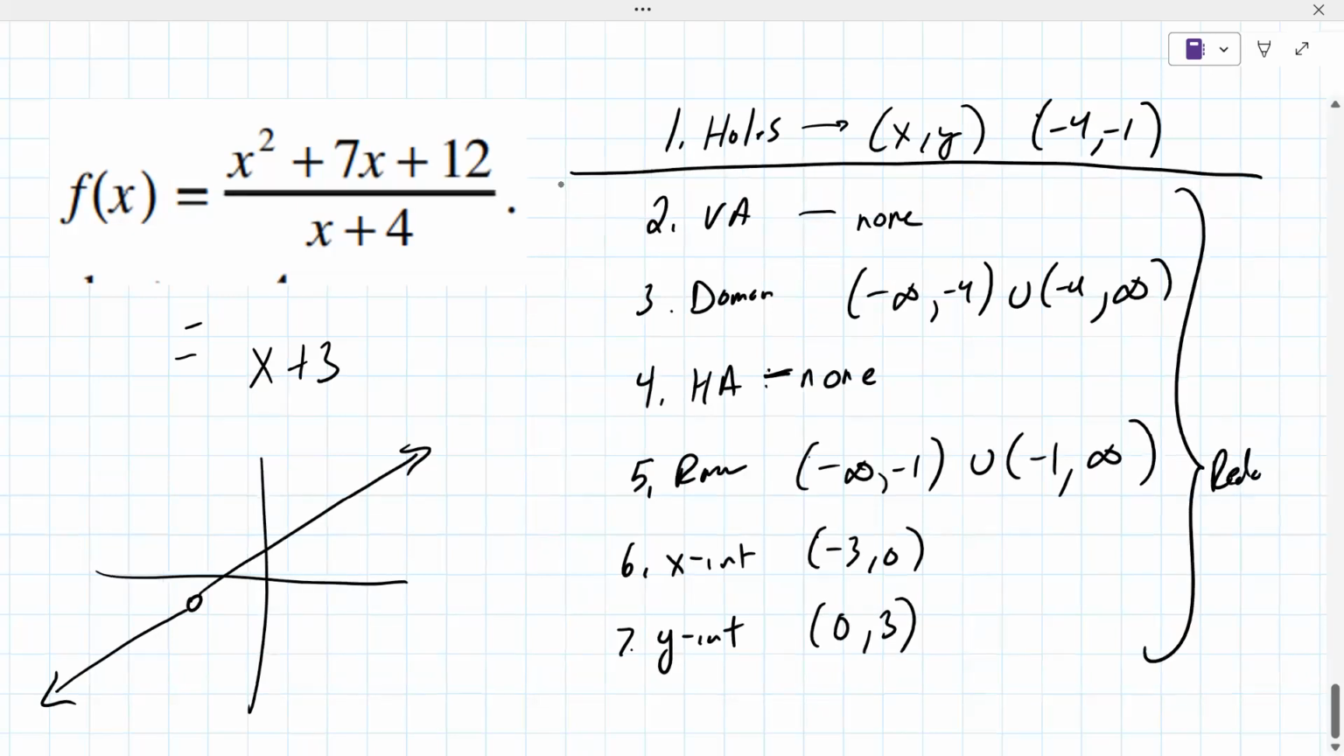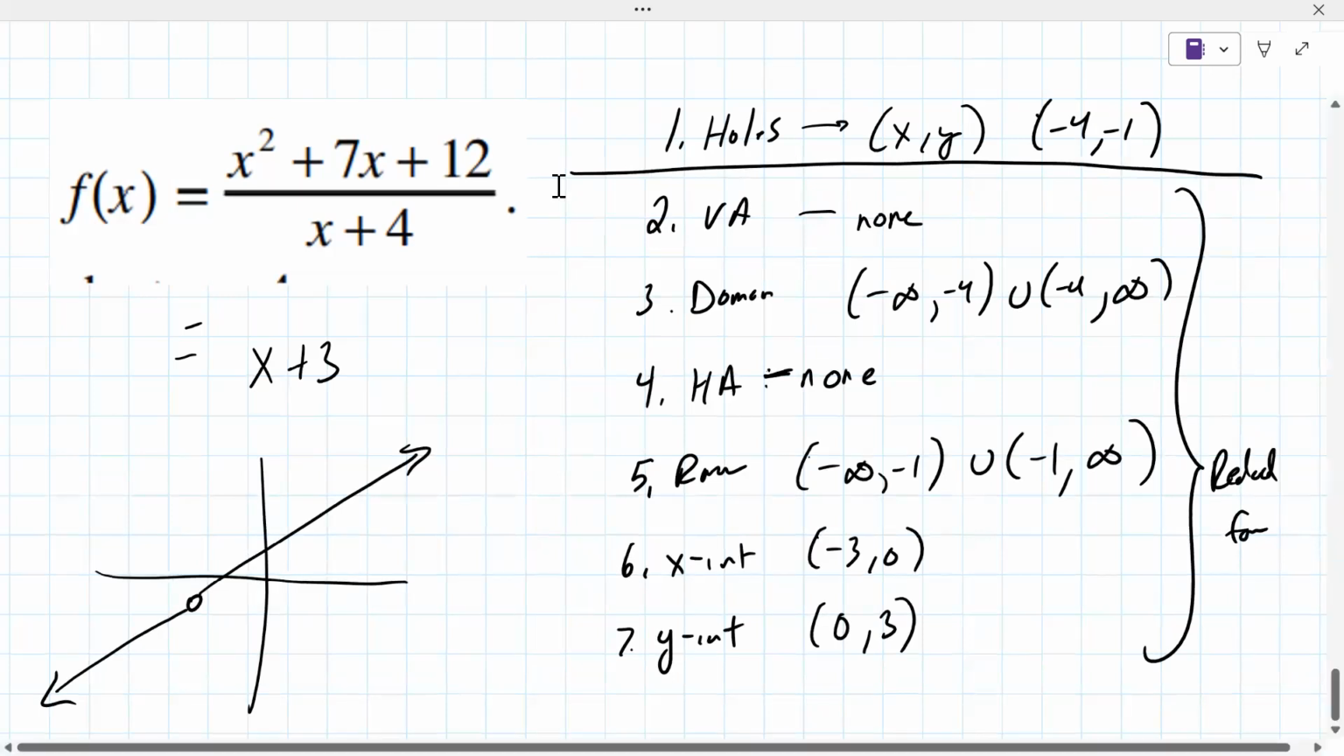So just for the whole chart, you wouldn't get the reduced form yet because you still need to find the hole. But after that, you do the reduced form.